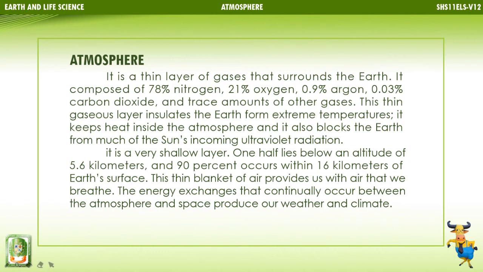It is a very shallow layer. One half lies below an altitude of 5.6 kilometers, and 90% occurs within 16 kilometers of Earth's surface. This thin blanket of air provides us with air that we breathe. The energy exchanges that continually occur between the atmosphere and space produce our weather and climate.